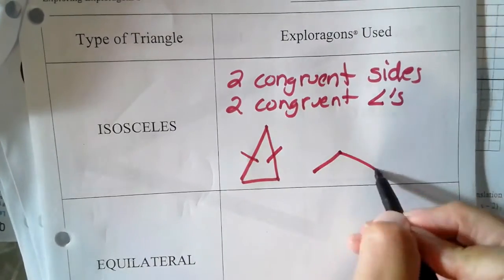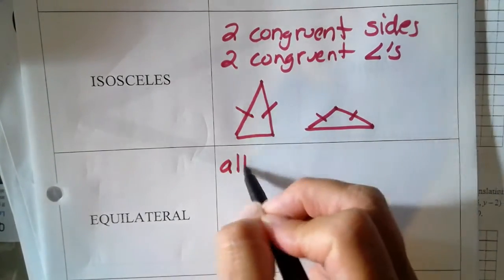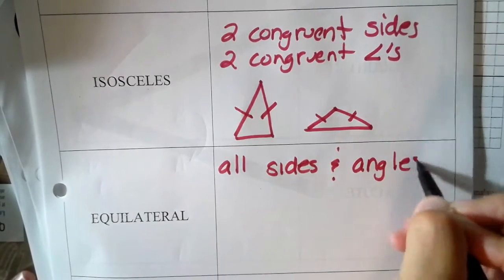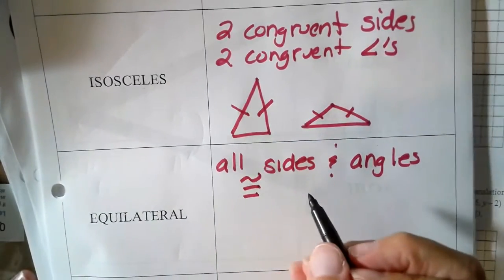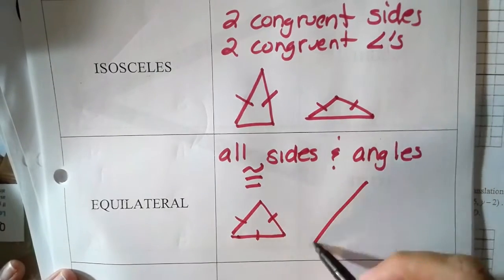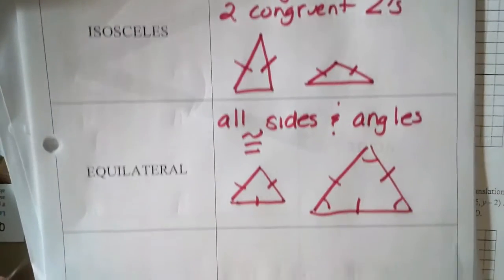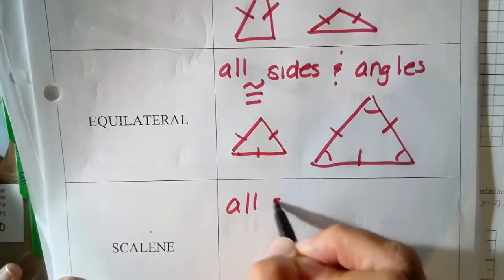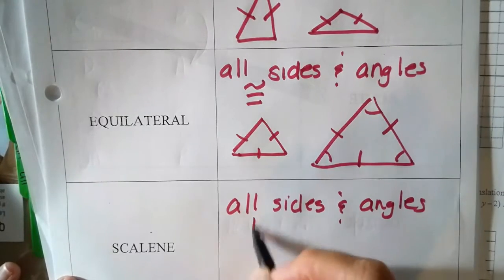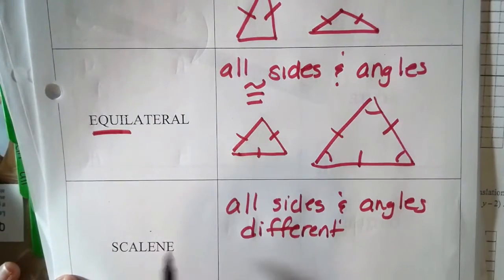that, something with two. Equilateral, you should have said something about all sides and angles congruent. And hopefully you drew something like this, or maybe you drew a large one where they're all sides. And scalene, all sides and angles different. Remember, equal, all equal.